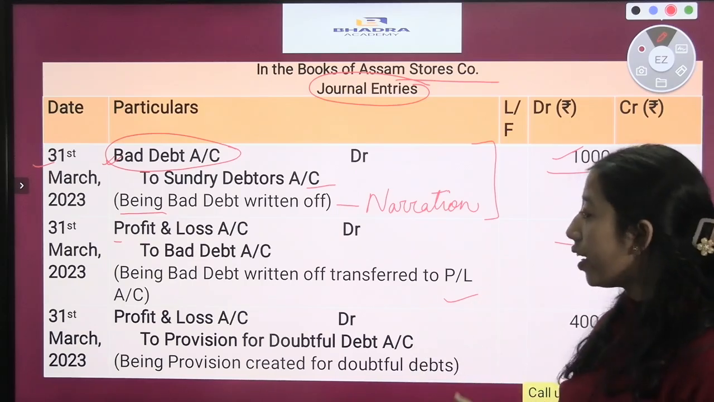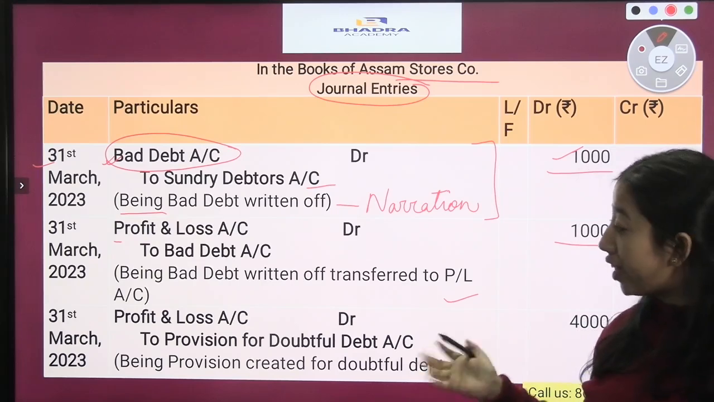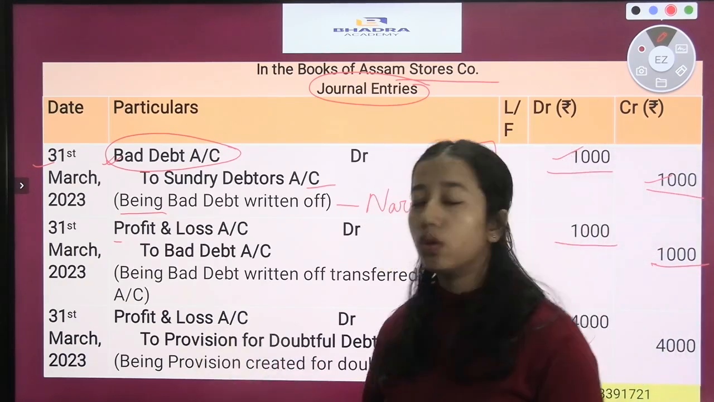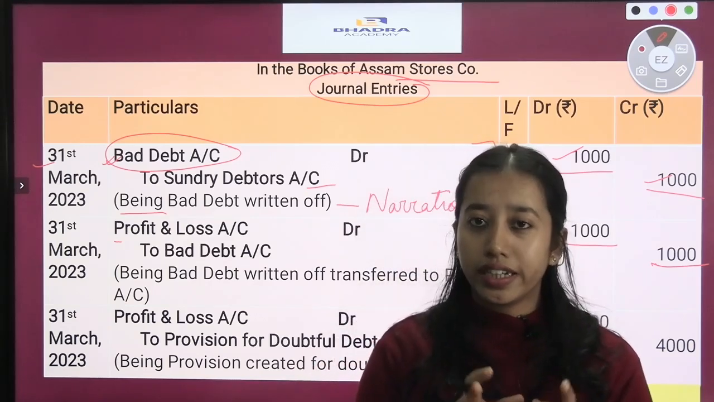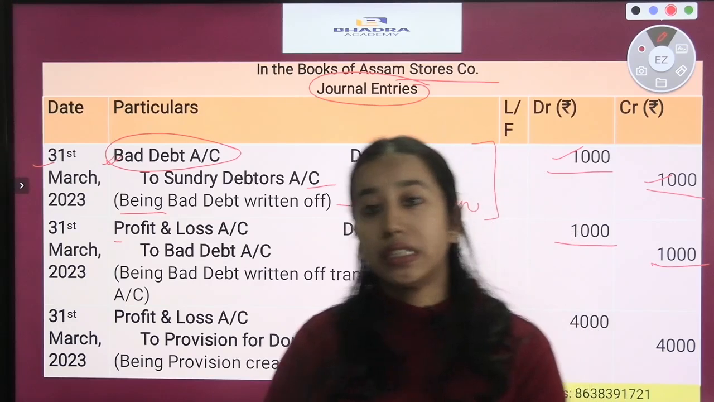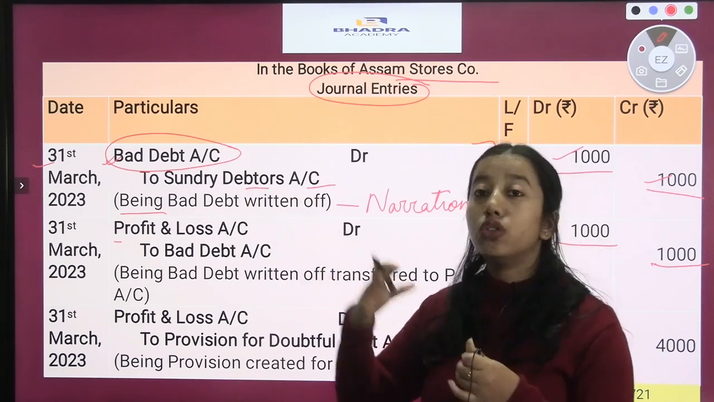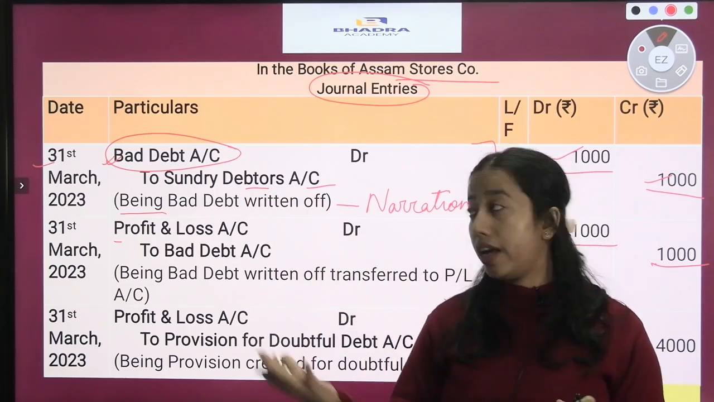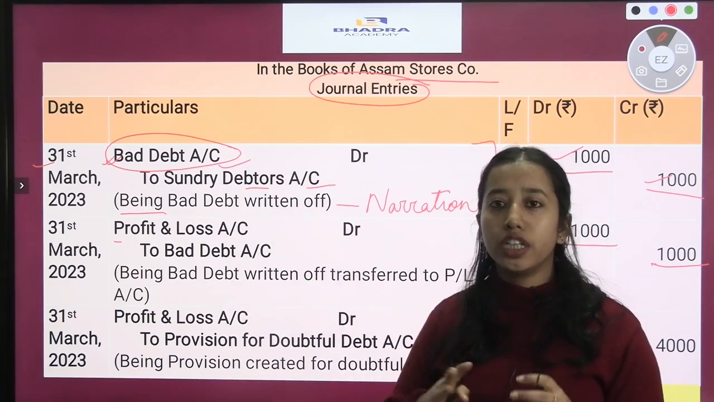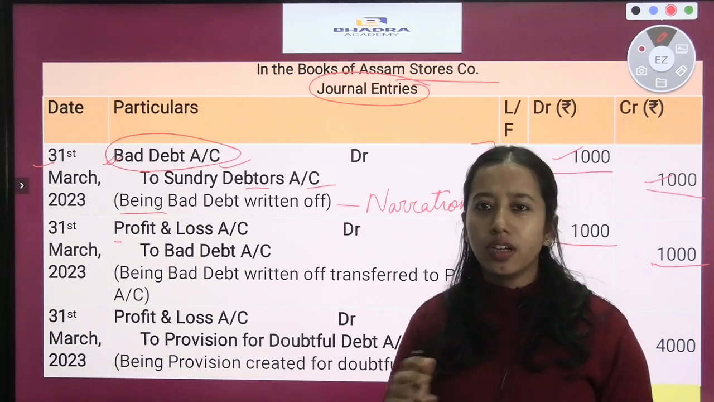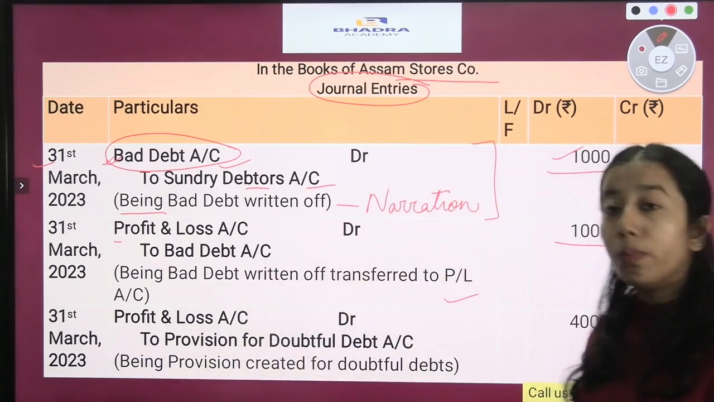Now in the question it was also mentioned to create a provision for doubtful debt. So what is a provision for doubtful debt? It is a certain amount of money kept aside from the sundry debtors to cover the losses that happen due to bad debts. So it is mostly a risk covering provision. How do we open a provision?